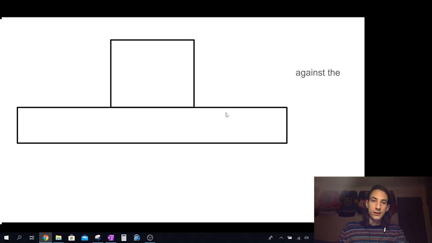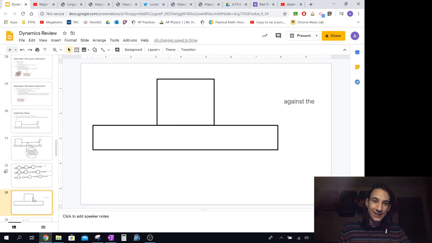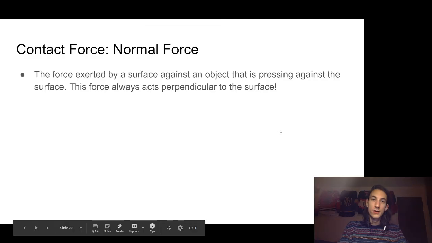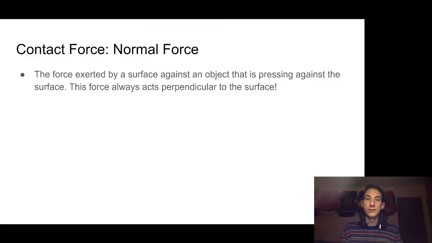Okay, I covered up the thing that I wanted for normal force. So let me really quickly. Okay, so then we have this contact force. The next one that we're going to look at is normal force. So normal force, as we've talked about in the past, is the force that's exerted by a surface against an object that is pressing against that surface.